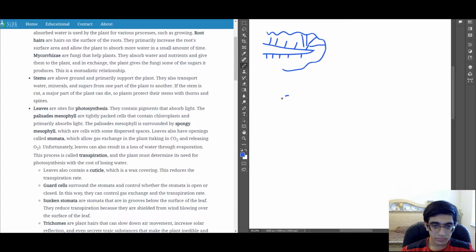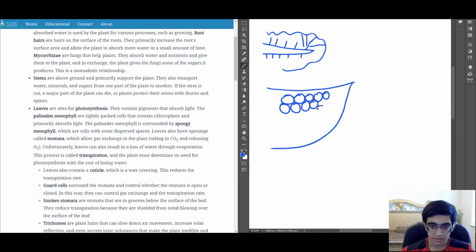So imagine this is a plant. This is a plant, and now we're just going in and examining it. So here are the cells in the plant. And so these cells are tightly packed together. But then in some places, there are some spaces, some gaps. So you can see here, these are all the cells, and then there are gaps. So in these gaps, you can see there are some dispersed spaces, and that is because of the spongy mesophyll cells.